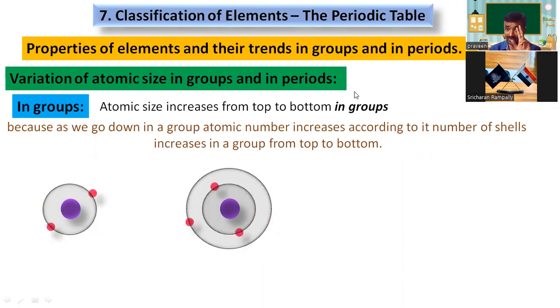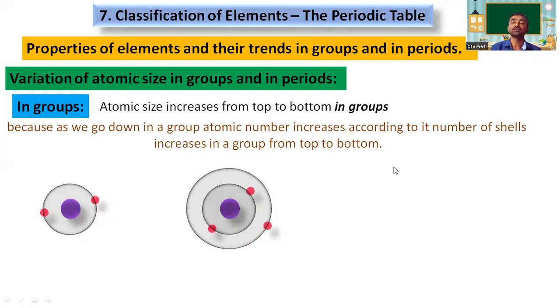Here you can understand 2 things: the number of electrons and the number of shells. Lithium increased by only one electron, atomic number increased by 1 unit compared with helium. But to fill that one electron, you require one more shell. So as the number of shells increases, automatically atomic size increases, that is the distance from the nucleus to the outermost shell. So this is the variation in the group.